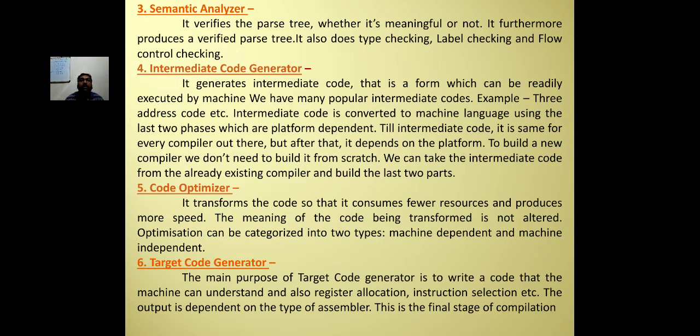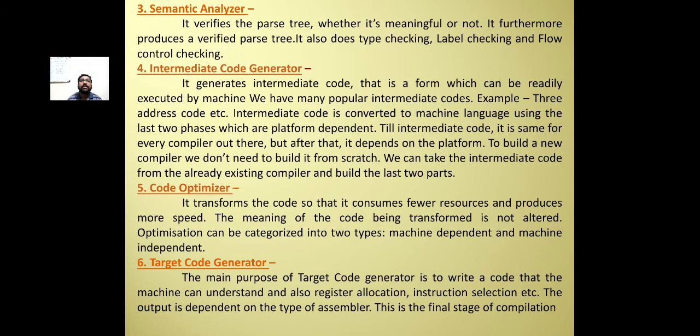Code optimizer. It transforms the code so that it consumes fewer resources and produces more speed. The meaning of the code being transformed is not altered. Optimization can be categorized into two types: machine dependent and machine independent.